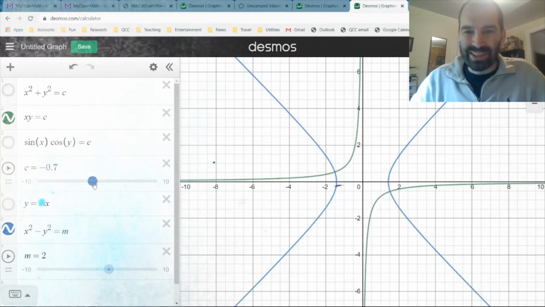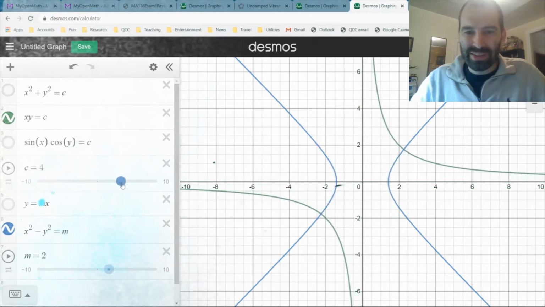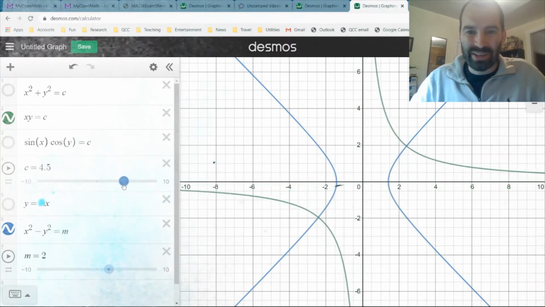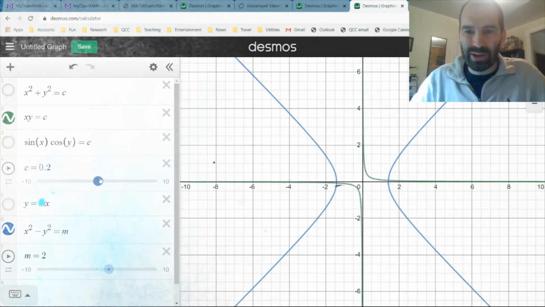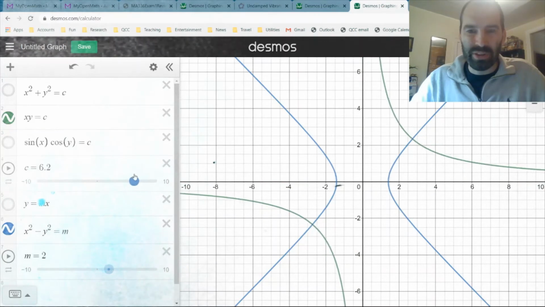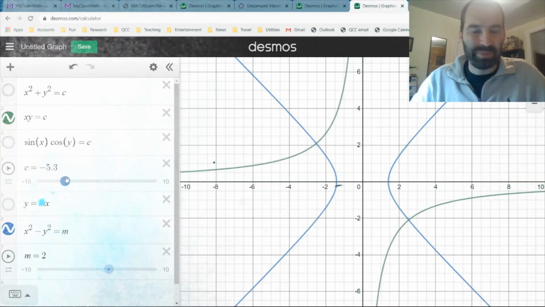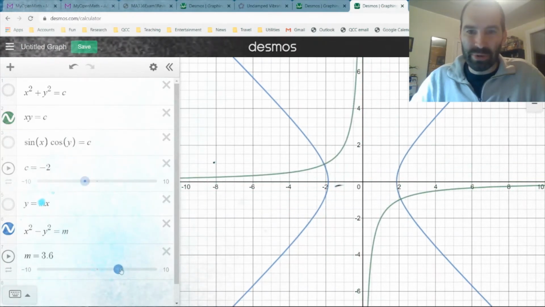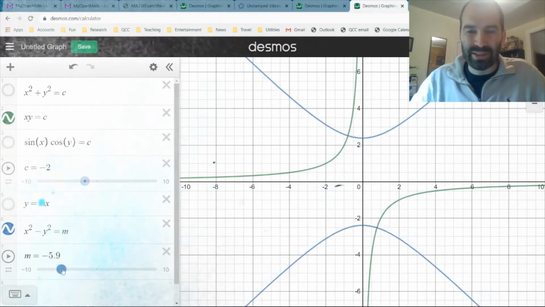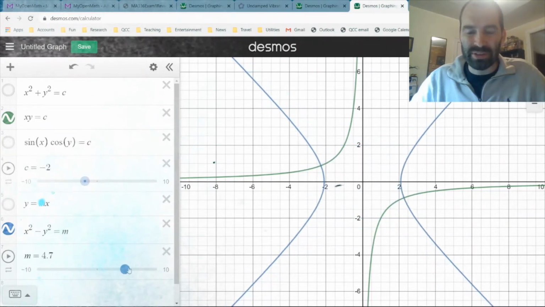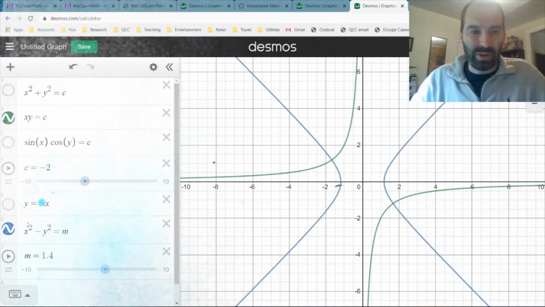Look at this. That is always orthogonal to every single member in this family. That blue hyperbola is orthogonal to every single one of these. And in fact, there's an entire family of those. These are all orthogonal trajectories, another family of hyperbolas, and they're all given by x squared minus y squared equals m.